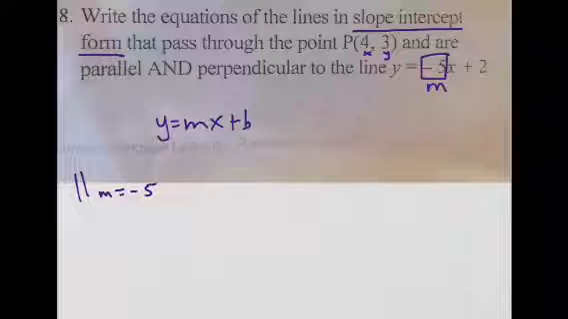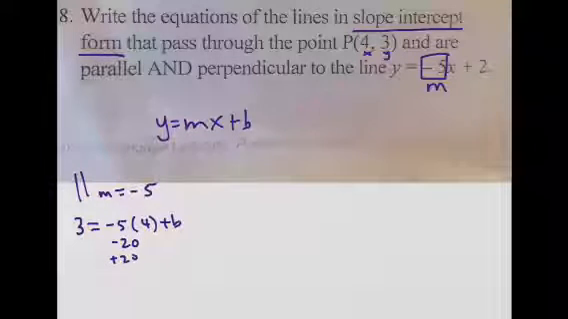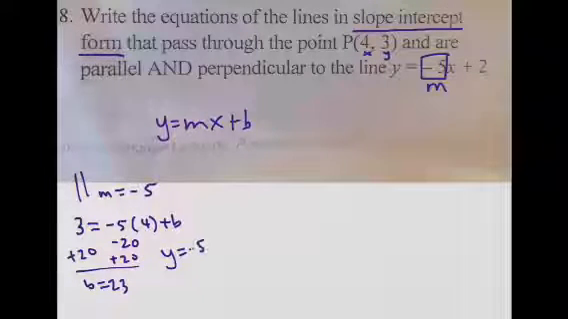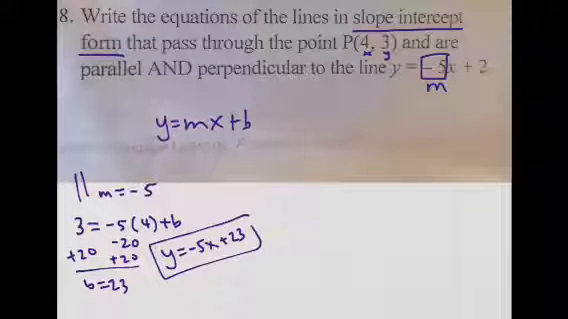So I have y = m, which is -5, times 4, the x, plus b. So -20 right here. So I'm going to add 20 to both sides. So b is 23. So y = -5x + 23. That's the parallel line. The perpendicular line is going to have a slope of positive 1/5 because it's opposite and reciprocal.